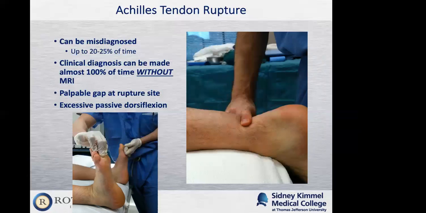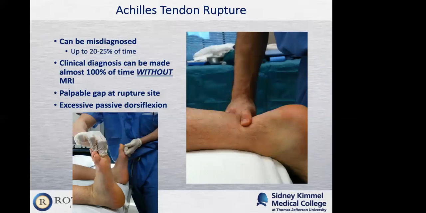A lot of times we can feel a palpable gap. When I say palpable, means we can feel it. There's a gap right where the tendon ruptured. In addition, when I go to bend a patient's foot up, I get a lot more what we call dorsiflexion. That's the motion of bringing the toes up towards your nose. So when you have an Achilles tendon rupture, that foot will move up a lot further than the other unaffected side.